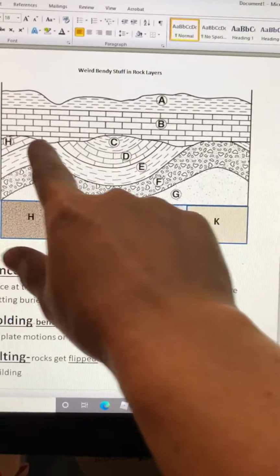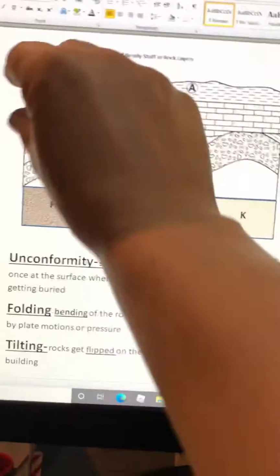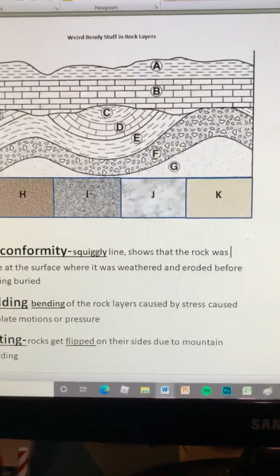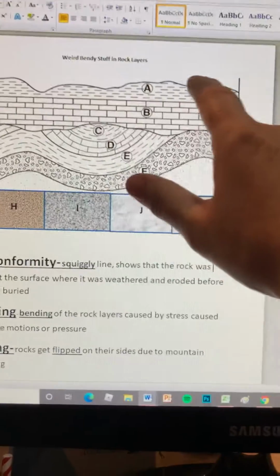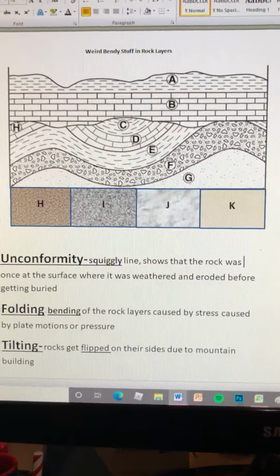You see this squiggly line? What the squiggly line represents is that the rock used to be all straight and flat. But when it was at the surface, it was weathered and eroded. And you can see that weathering and eroding is already happening here at A. We wouldn't call A an unconformity because in order to be an unconformity, you have to be buried.